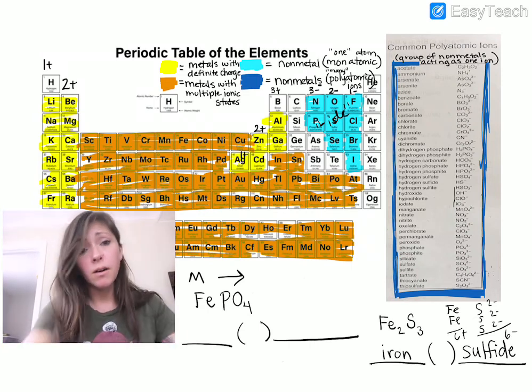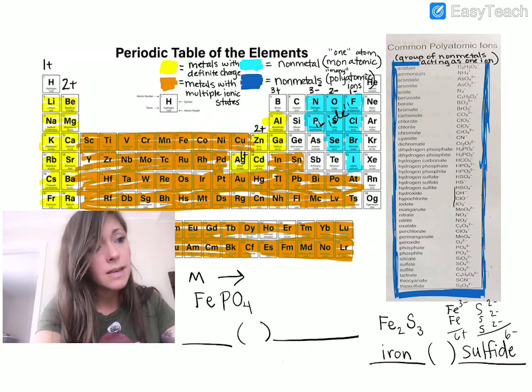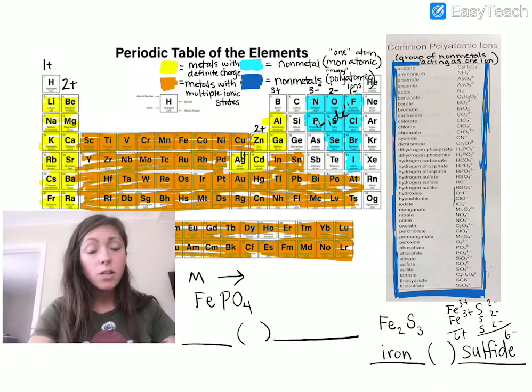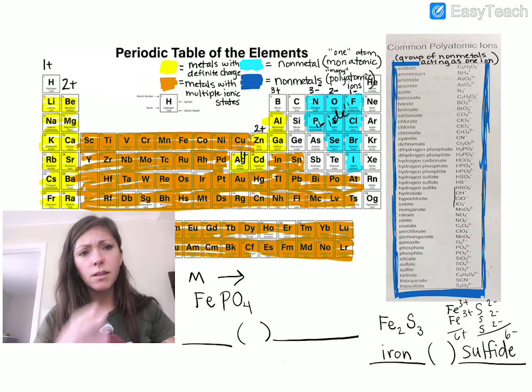So what type of ions are these? These are 3 positive, so these are iron 3 ions. So you don't put a 6 right here. That's another thing students want to do.